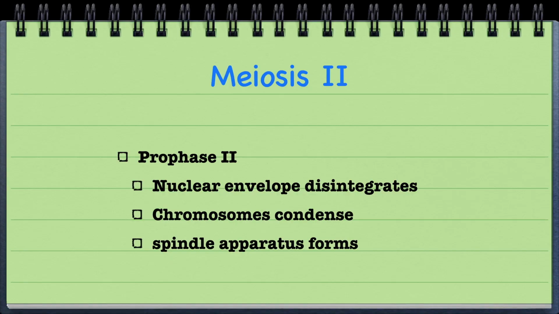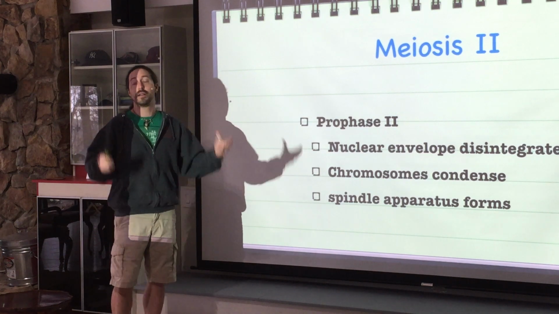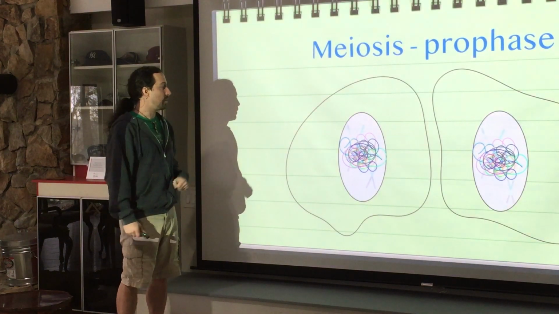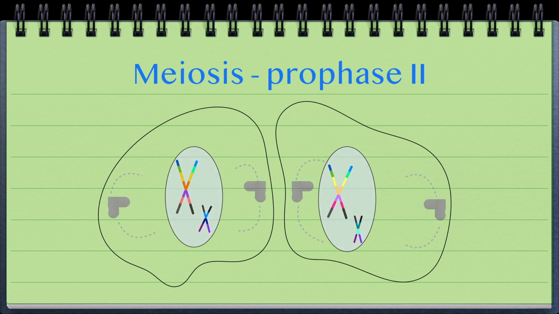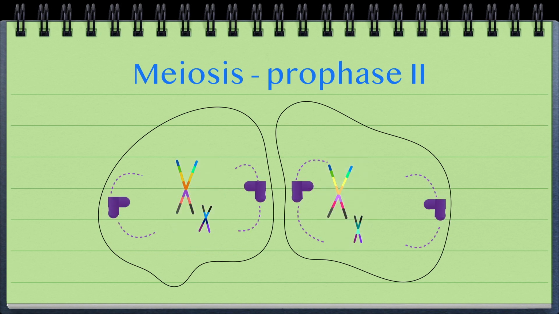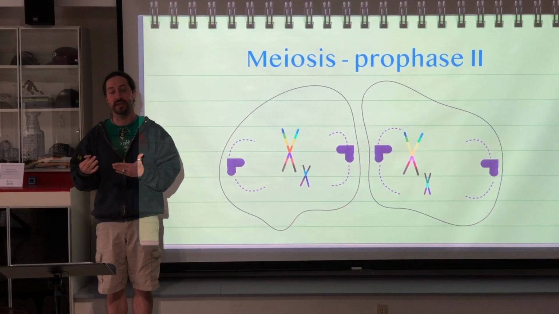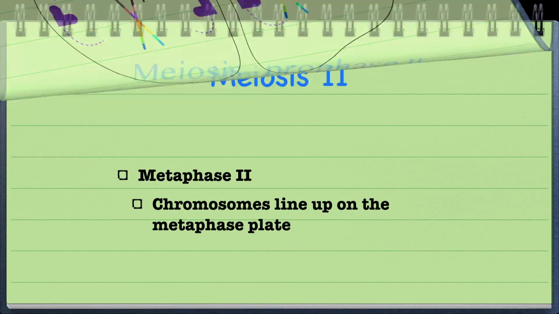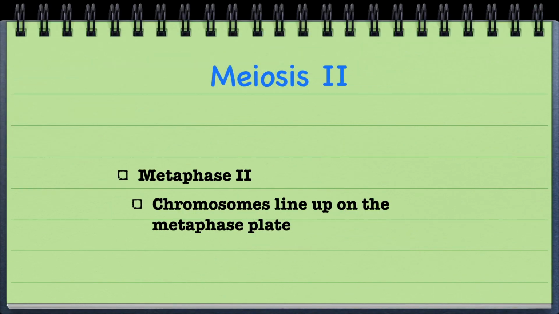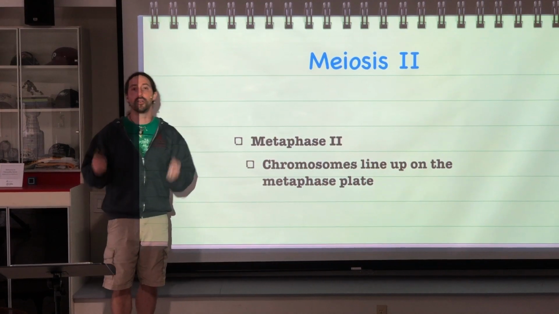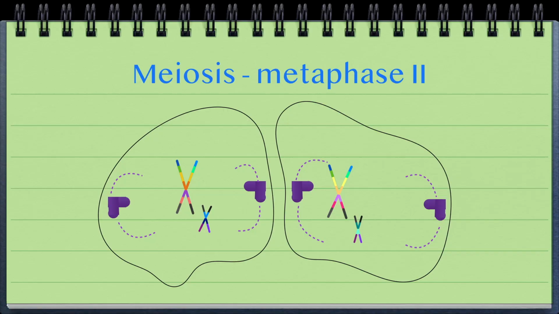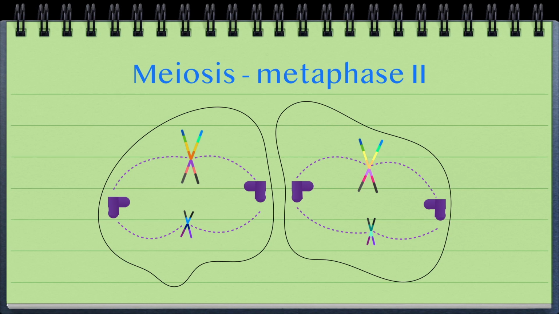And to start off meiosis 2, we go to prophase 2, where again, the nuclear envelope disintegrates, chromosomes are going to condense, and the spindle apparatus forms. So, the nuclear envelope disintegrates, and the chromosomes condense, and the spindle apparatus forms, just like what occurred in prophase of mitosis. Next, metaphase 2. In metaphase 2, our chromosomes are going to line up along the metaphase plate. They're going to line up single file because there are no homologous chromosomes anymore.